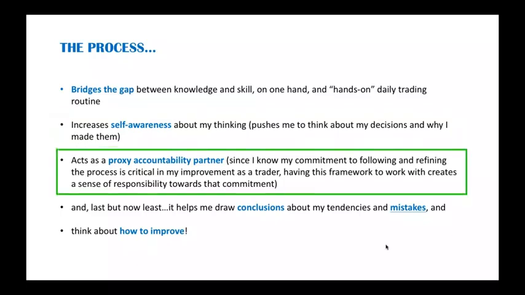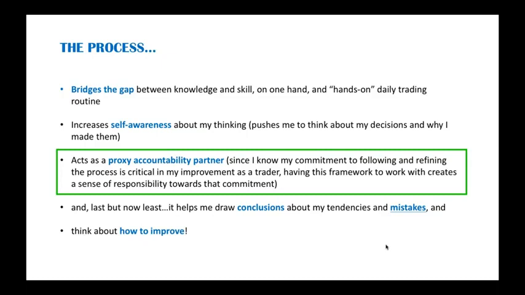Thirdly, and possibly this sounds a bit strange, but I'll try to explain, I realized that this structure, the process of creating the process, if that makes sense, acts as a proxy accountability partner. What do I mean by that? When you have an accountability partner, you have to come to her or him and explain which milestones you have met at which particular times in order to meet the goals that you want to achieve and that you are committed to.